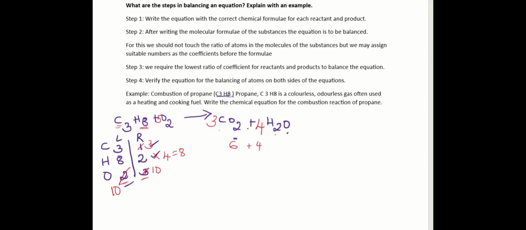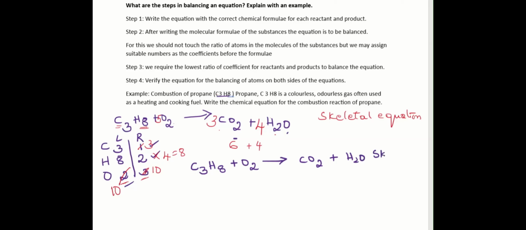Let us write down. Whenever an equation is not balanced, we call it a skeletal equation. So when you are writing, you have to write down what is a balanced equation and what is a skeletal equation. Let me write down a skeletal equation. What is a skeletal equation, which is not balanced? C3H8 plus O2 gives CO2 plus H2O. What is this equation called? Skeletal equation. So when you are writing, you have to mention this also in your exam.